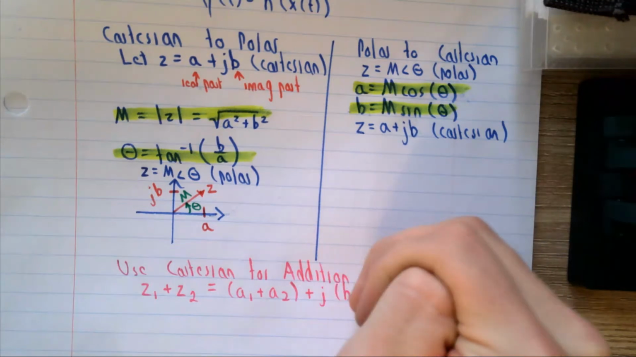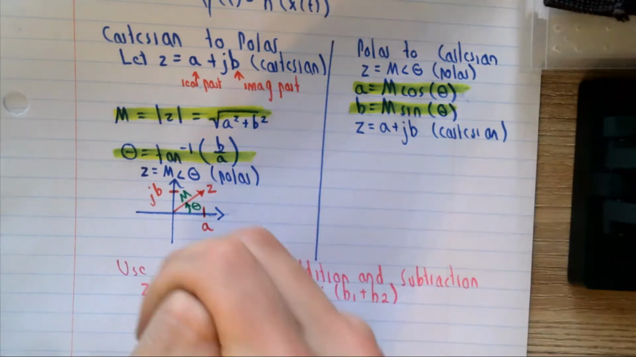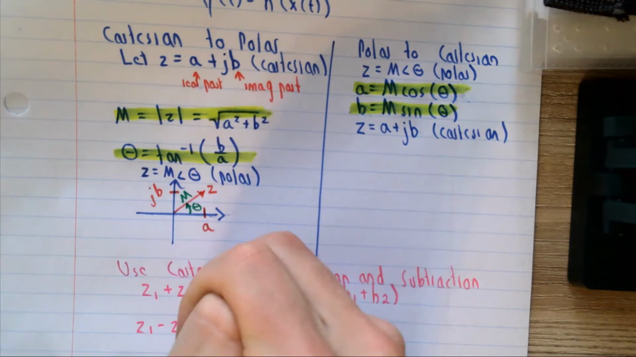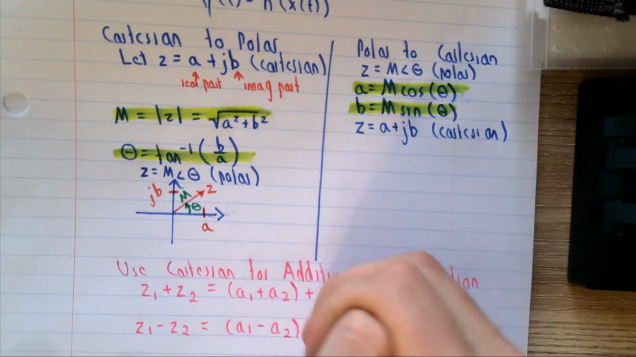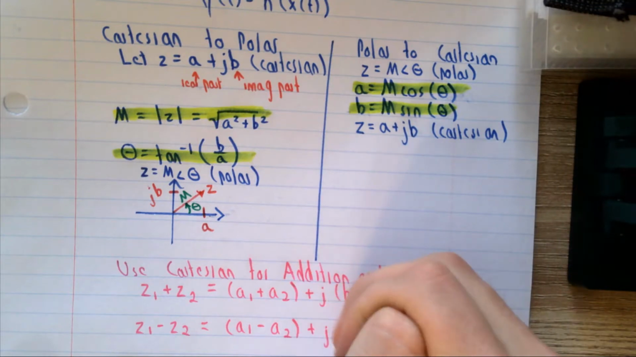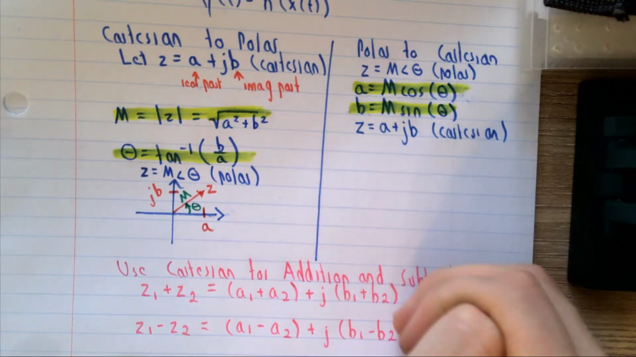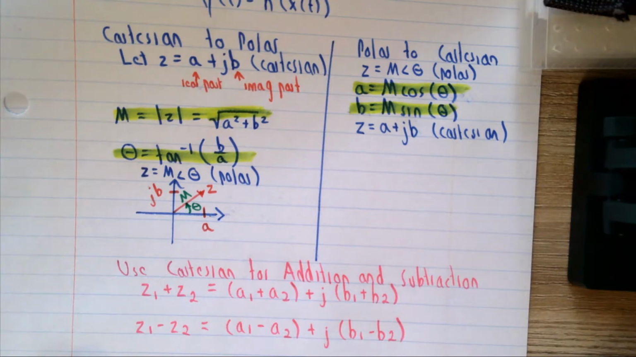If we do the exact same thing but with subtraction now, it's going to be their real terms subtracted from one another and their imaginary terms subtracted from one another. So it makes sense. You use Cartesian form for addition and subtraction, but then you use polar for multiplication and division.